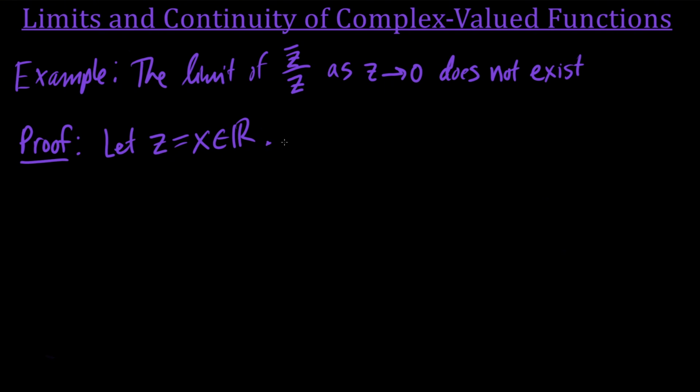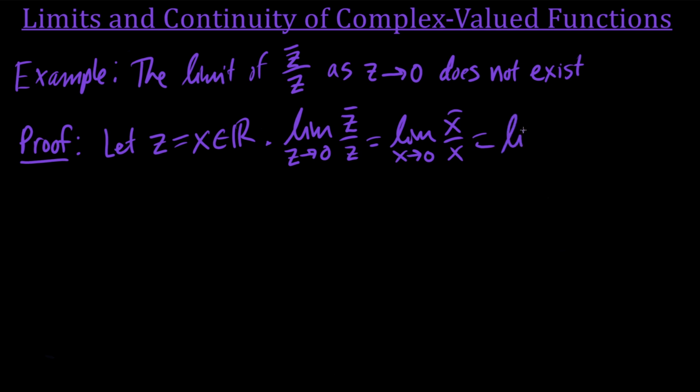Great. Then the limit as z approaches 0 of z conjugate over z equals the limit as x approaches 0 of x conjugate over x. And since x is a real number, the conjugate of x is itself. So this equals the limit as x approaches 0 of x over x, which simply equals 1. So this is our limit along the real axis.